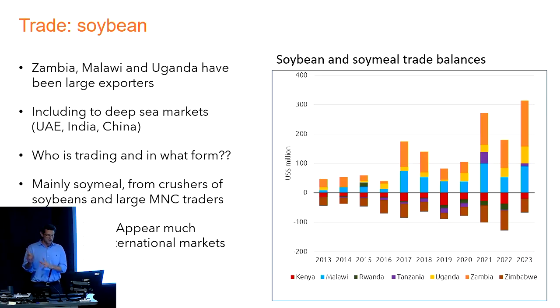So this is being exported from countries like Malawi and Zambia last year. This year, with the poor rains and low planting, not so much. And the question is, how is this market and this trade working? And how is this then linking up to returns to farmers in this?